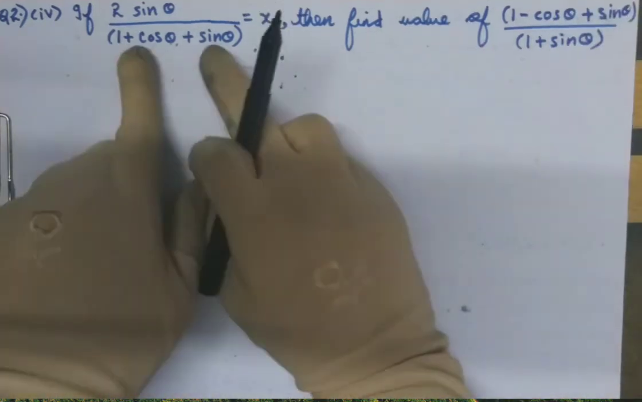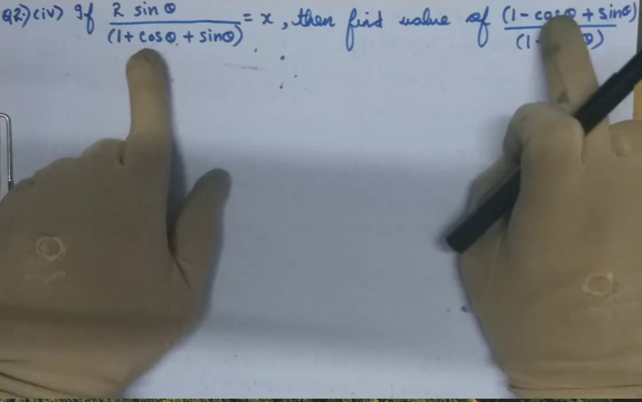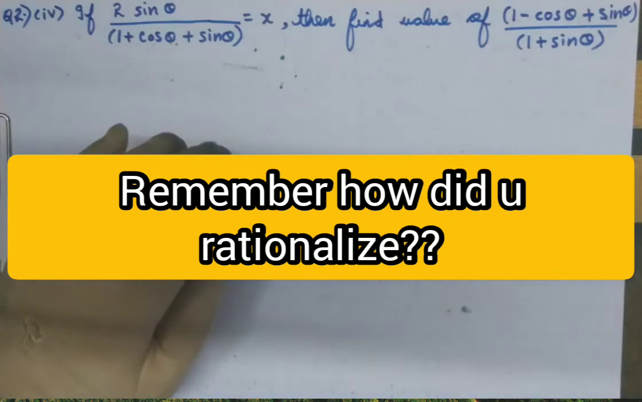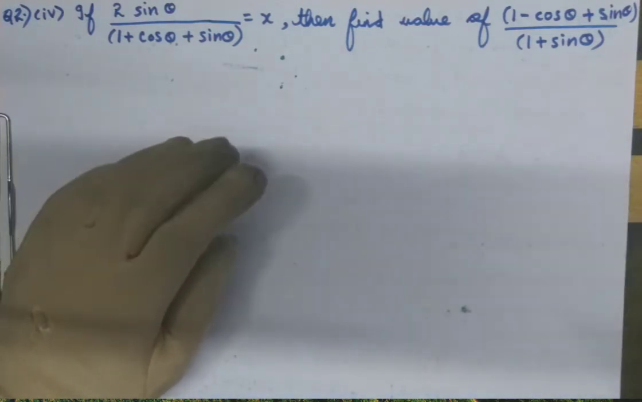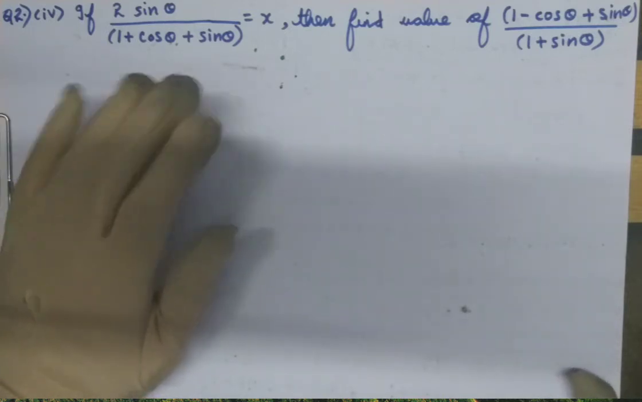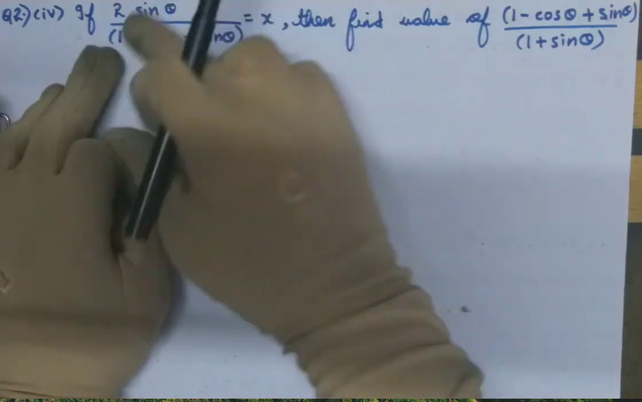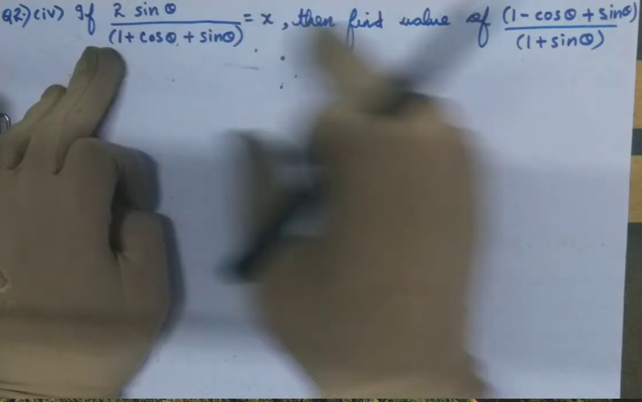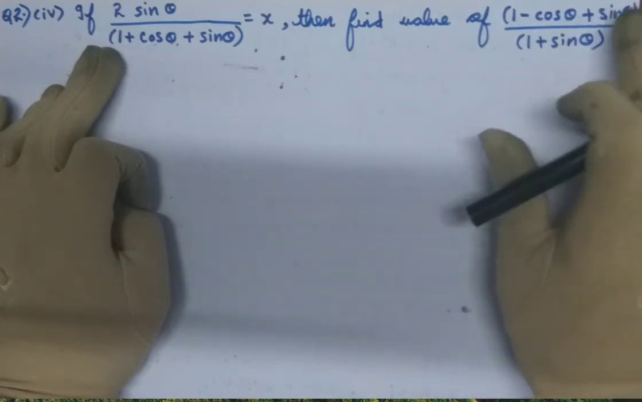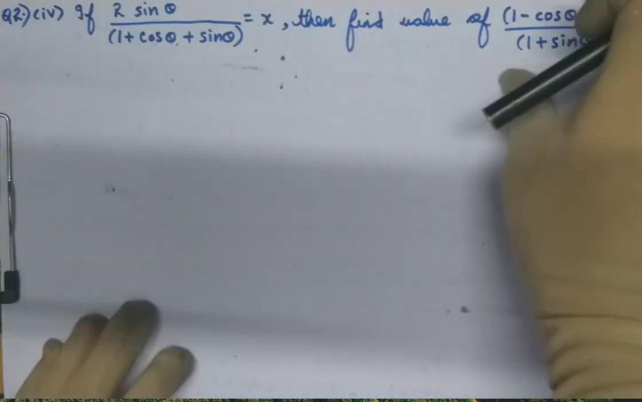And here, what do we have in denominator? 1 plus cos theta plus sin theta. The only difference here is in numerator and denominator. Here we have minus cos theta and here we have plus cos theta. So what we can do, remember how did you rationalize? You multiplied numerator and denominator by a number which had opposite sign, right? Similarly here also, we have this 1 plus cos theta plus sin theta. What we'll do is, in the given condition, we'll multiply and divide both the numerator and denominator with this. Okay, because finally we want the value of 1 minus cos theta plus sin theta by 1 plus sin theta. So this is the reason why we are multiplying this with the given condition. So finally we will get the answer of this.